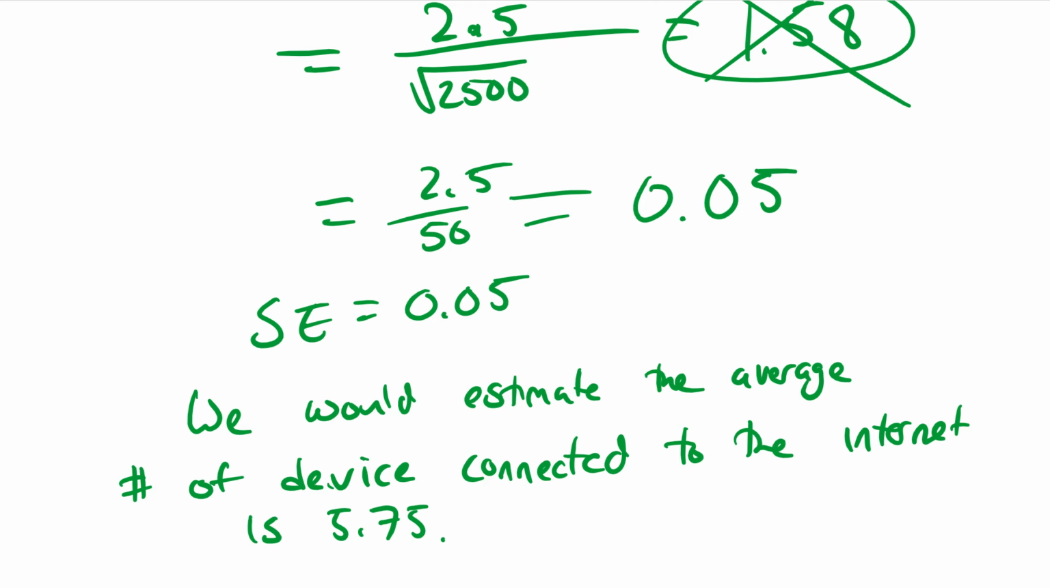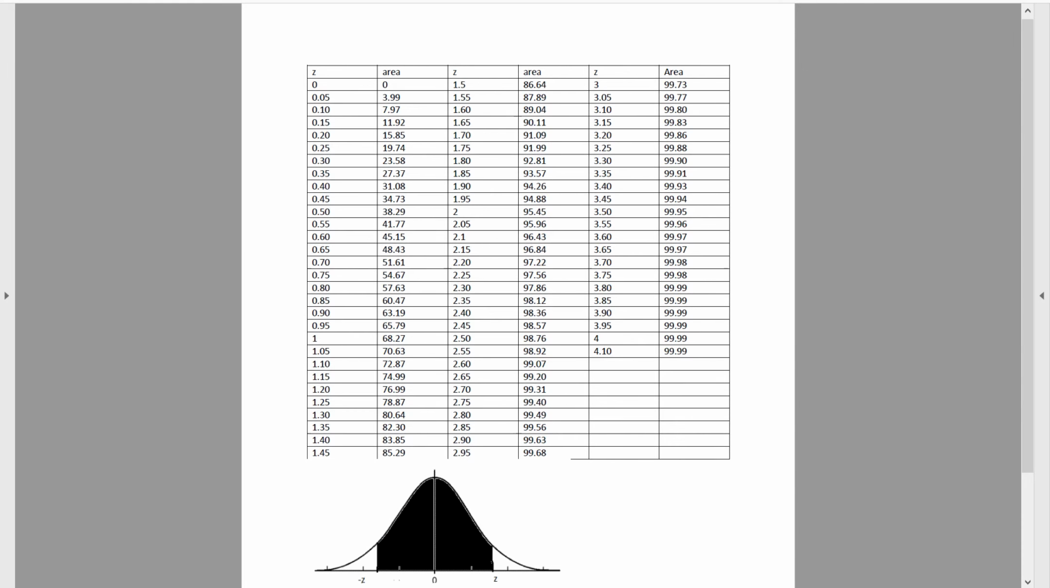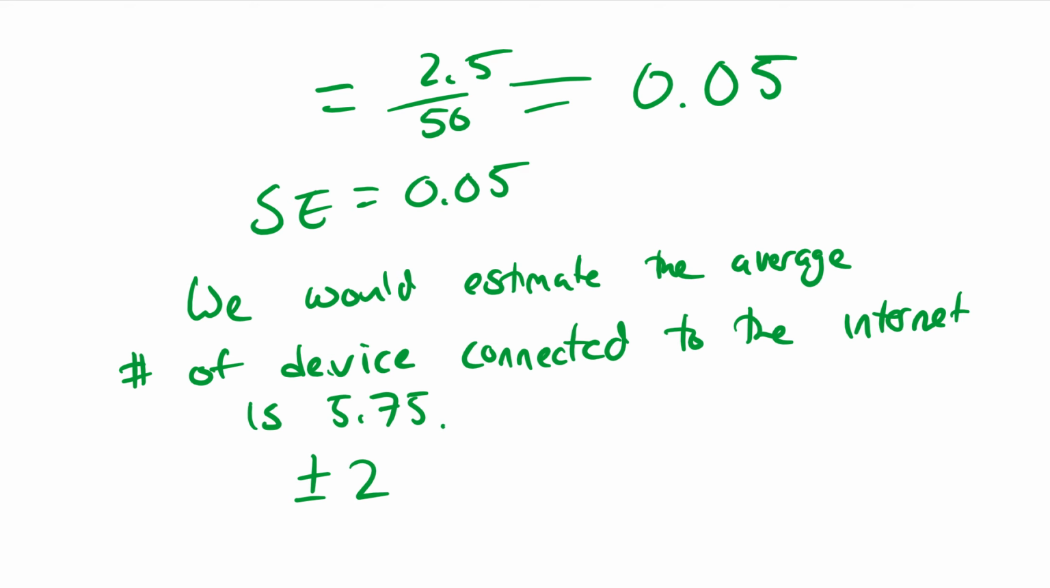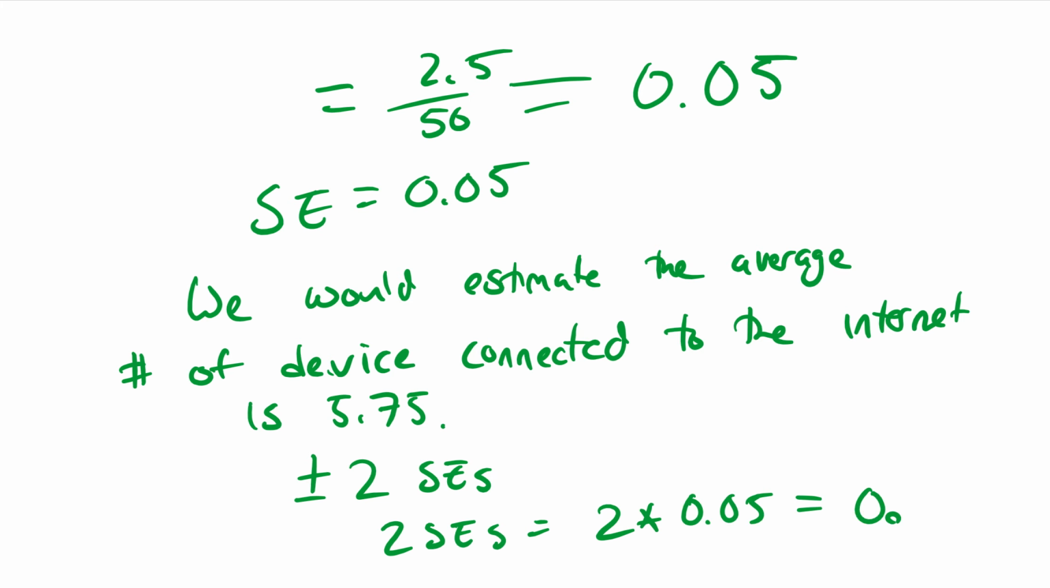95% confidence interval. Now for 95%, we're looking at the area column here. If we go to the closest number to 95, that's 95.45. That's associated with z equals 2. So what that translates to is that we want to go plus or minus 2 standard errors from the expected value, well, from the estimated average. 2 standard errors is 2 times the SE, which is 0.1.